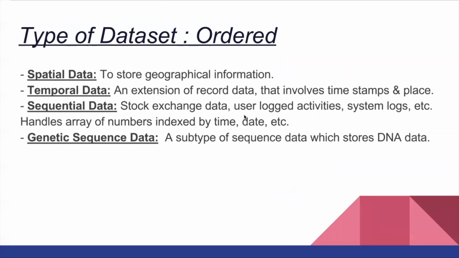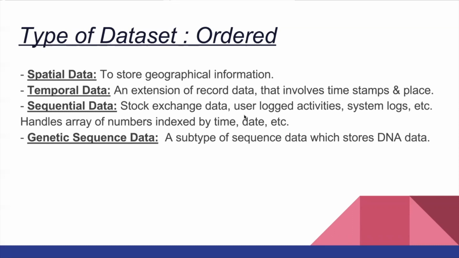Last comes the ordered dataset. As we said, it involves time and place. There are four types in it. One is spatial. Spatial data is based on geographical information. If we take a particular dataset, there might be a case where it is appropriate for that location only, and might not be the same for other locations. So this is one of its types.